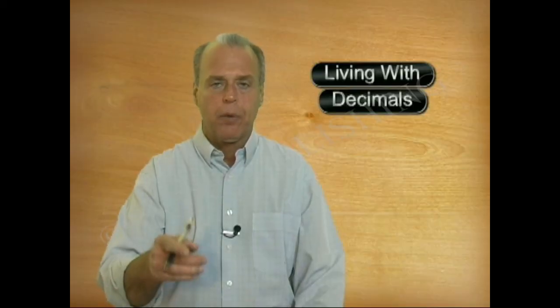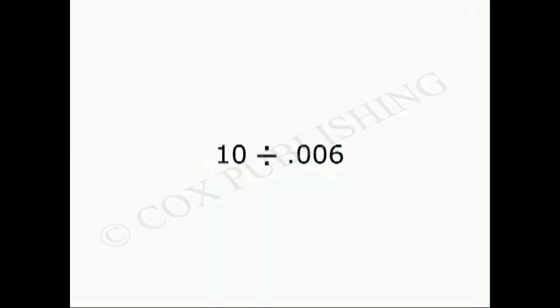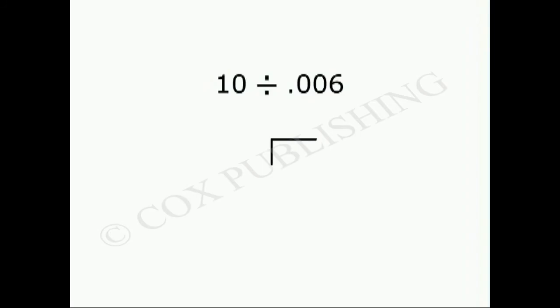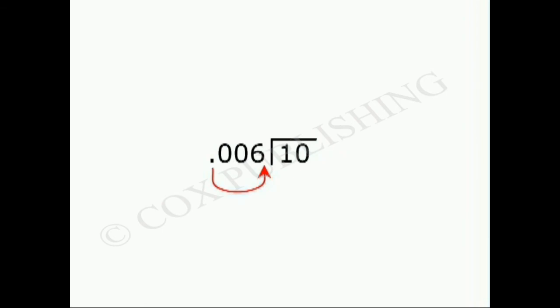One more problem, then we'll look at some word problems. Irving, can you solve 10 divided by 6 thousandths? Yes, I should be able to. First, rewrite it in division house form. I have to move the decimal point over 3 places in my divisor, so I also have to move my decimal point over 3 places in my other number. I wind up with 10,000 divided by 6.